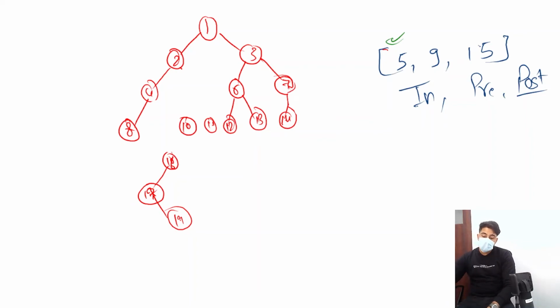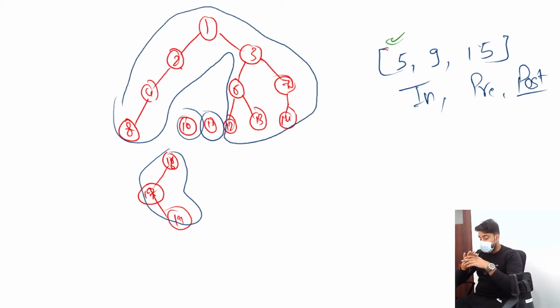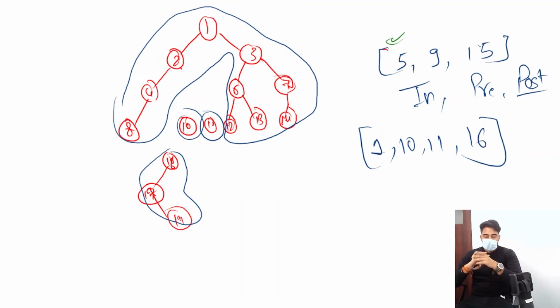Now you can see that here I have some binary trees. This is one binary tree, this is one, this is one, and this is also one. According to my question, I just need to return their roots. The root of this tree is 1, the root of this one is 10, the root of this is 11, and the root of this is 16. I just need to return this data. I hope you understand this question.